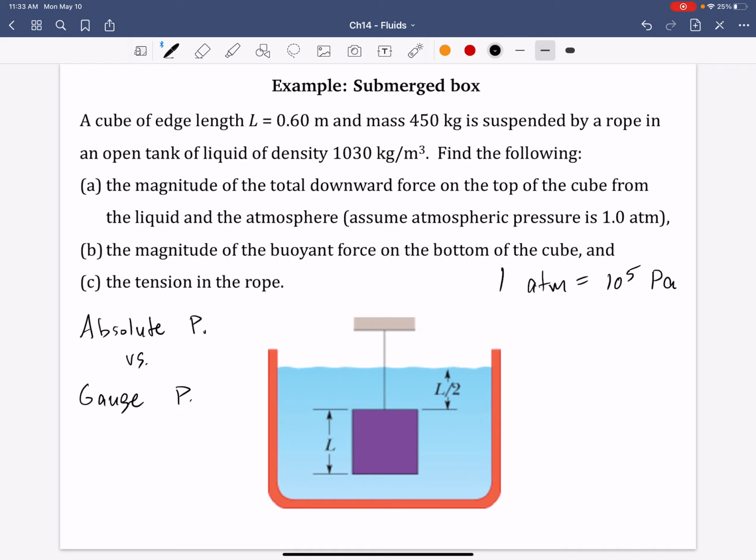Think of a bike tire gauge. That's measuring the gauge pressure, because if you open up the gauge, it's measuring the pressure of the atmosphere. And if you put it on your tire, then the pressure increases by the amount of the pressure in the tire. So we'll take a look at both of these types of pressures in part A.